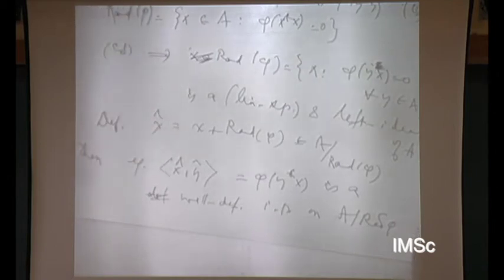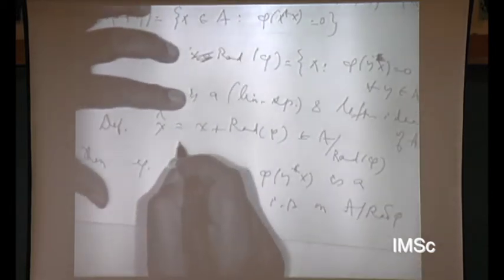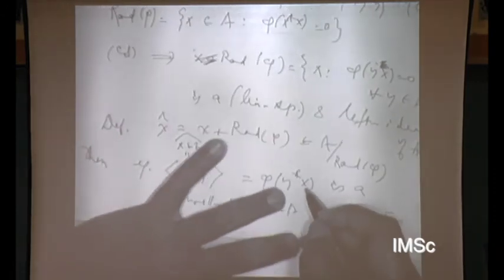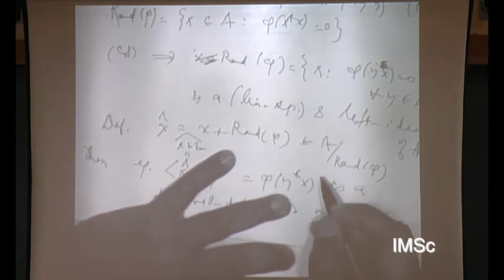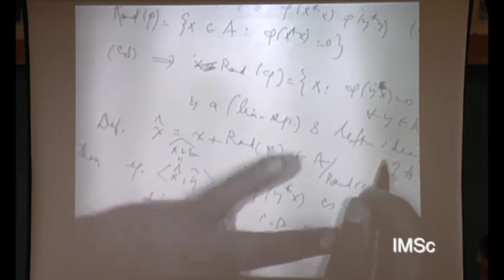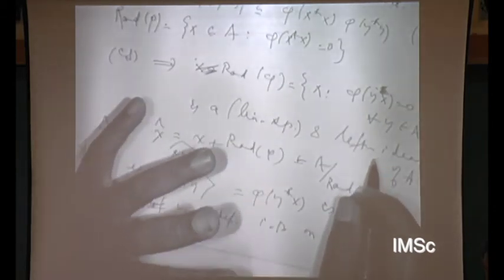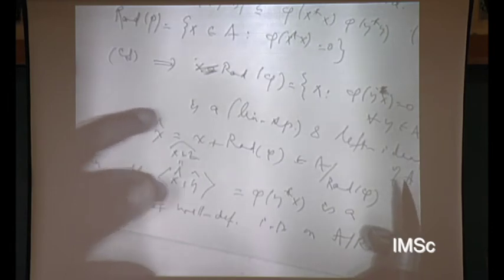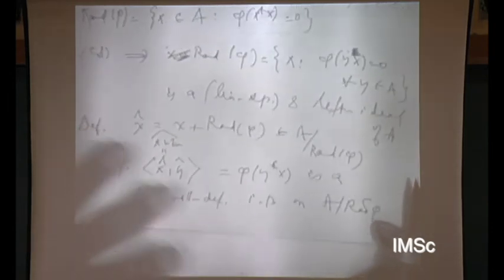A mod rad phi contains things like x hat. So why is it well defined? Because this x hat doesn't depend only on x. I could have taken x plus z, where z was in the radical phi. These two are the same. Here if I replace x by x plus z, the only difference will be phi of y star z. But z is in the radical, so that is 0. So similarly you must check for y also. So that is why this is well defined. So there is a genuine inner product on this quotient space.